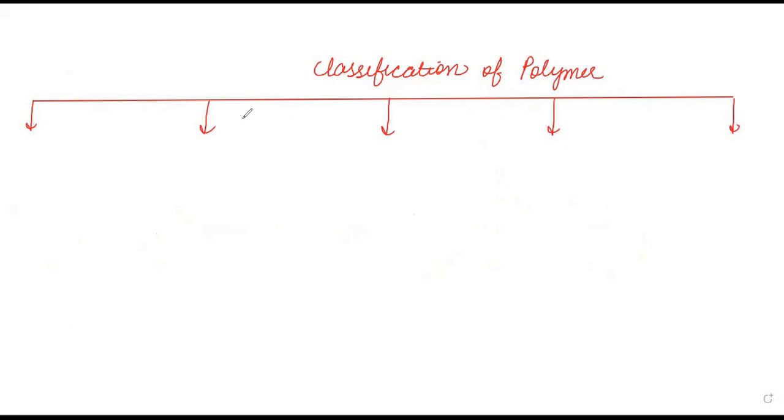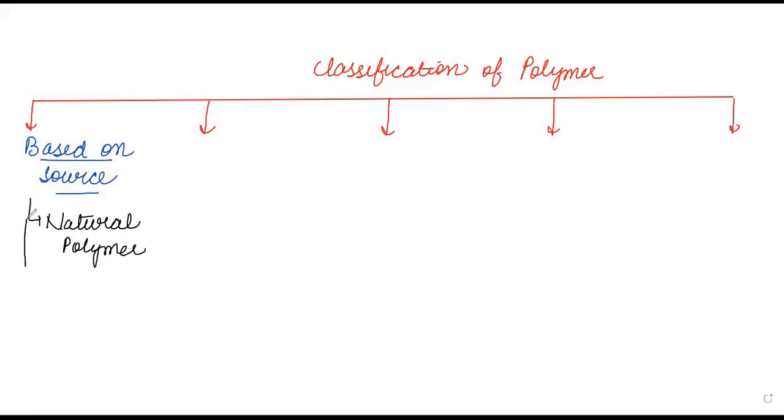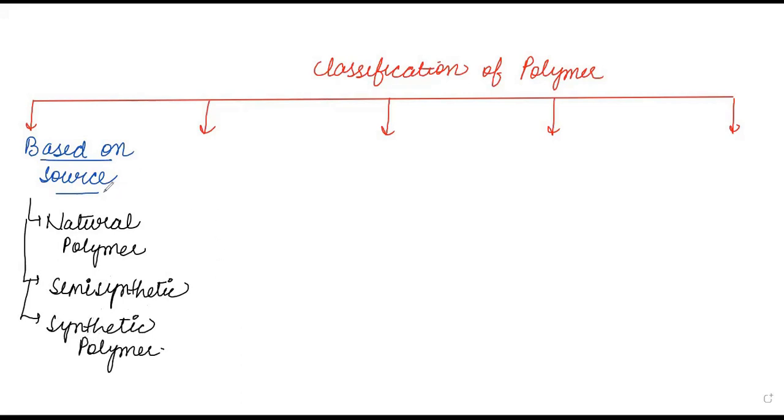What types can there be? Please note down. Based upon structure, or you can say the source, we have three types of polymer. Natural polymer. The second one is semi-synthetic polymer. The third type is synthetic polymer. So we have three subtypes depending upon the source.